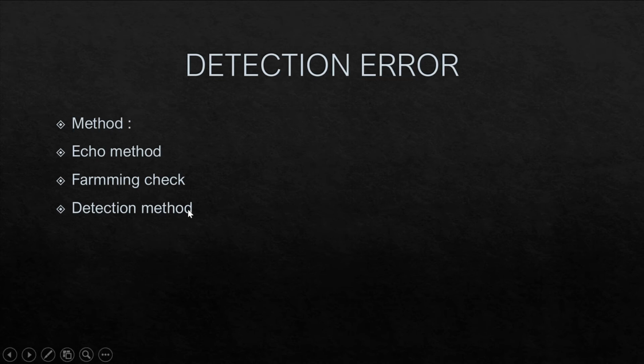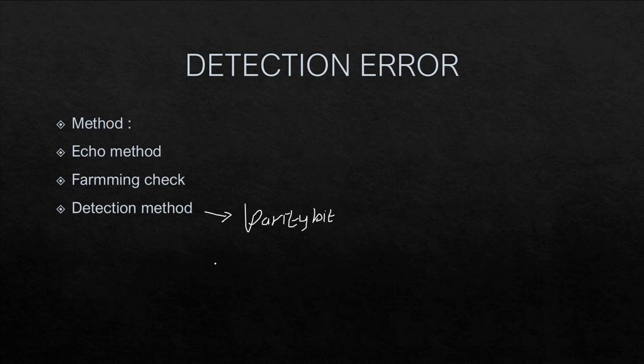And the last is the detection method. In the detection method, we must know about the parity bit. What is a parity bit? A parity bit is one concept for error detection, but it's just for a single error.